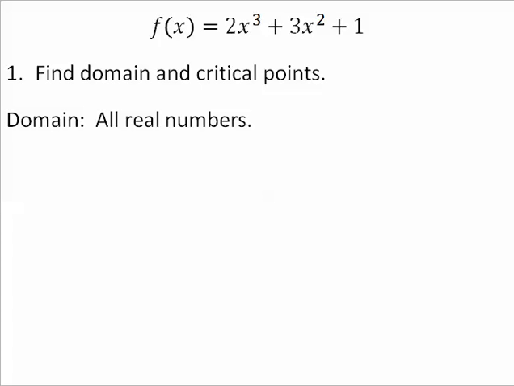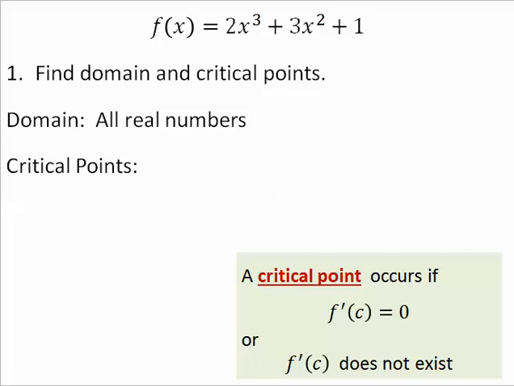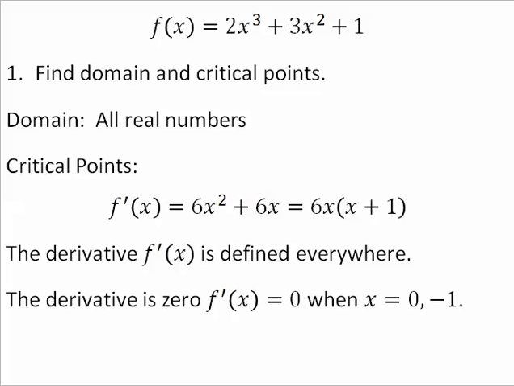This function is a polynomial, so its domain is all real numbers. What are its critical points? Well, remember that a critical point occurs if the derivative is 0 or the derivative does not exist. This derivative exists everywhere. Its derivative is equal to 0 when x is 0 or negative 1.